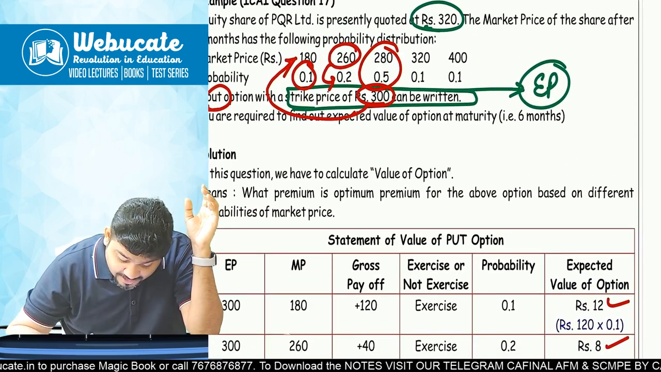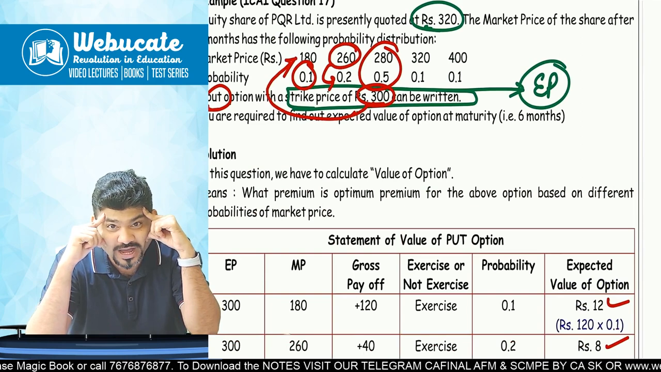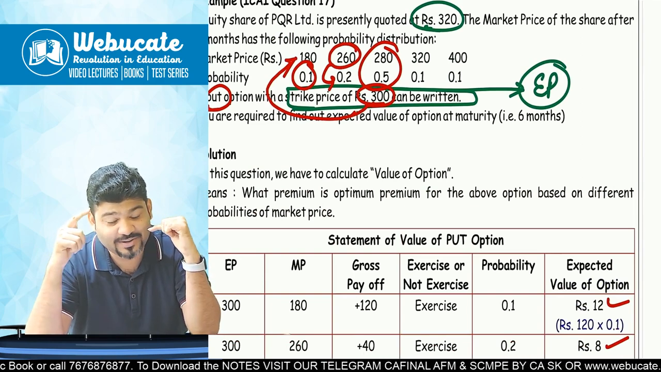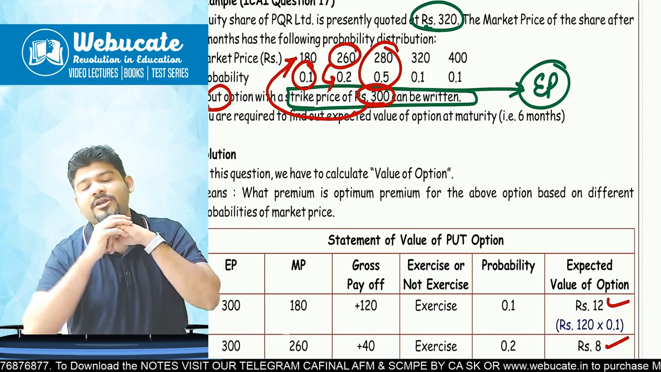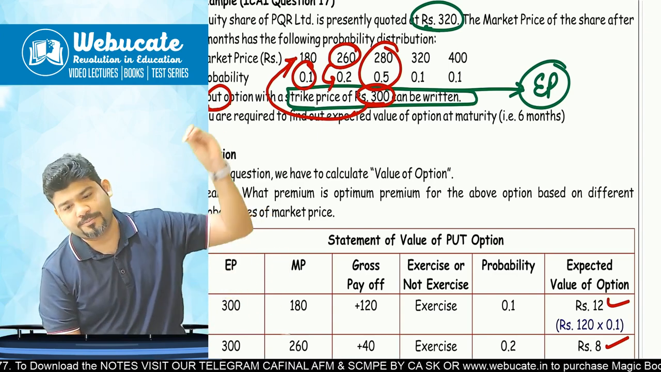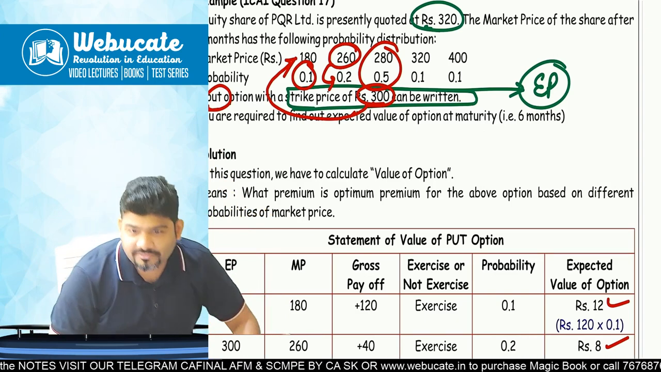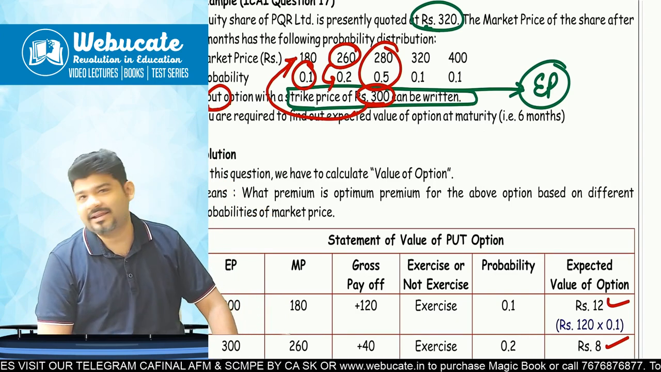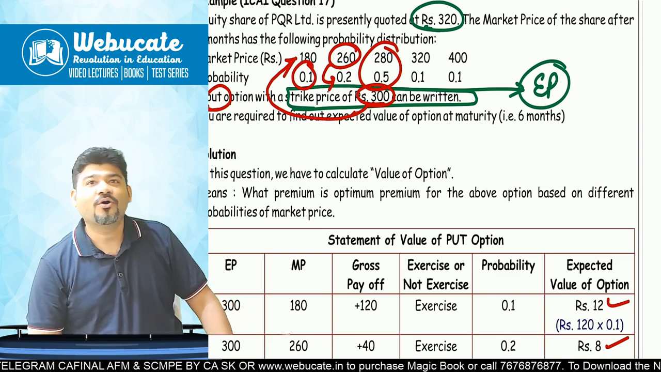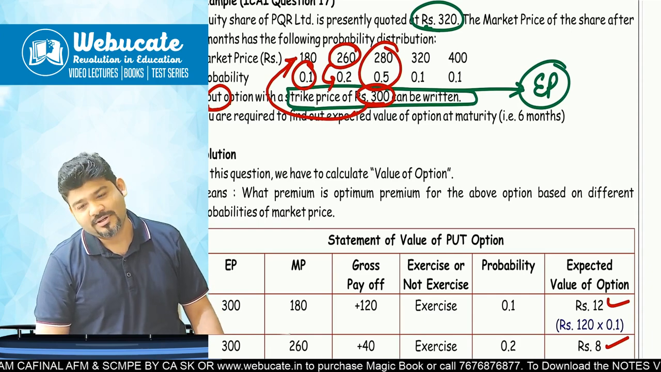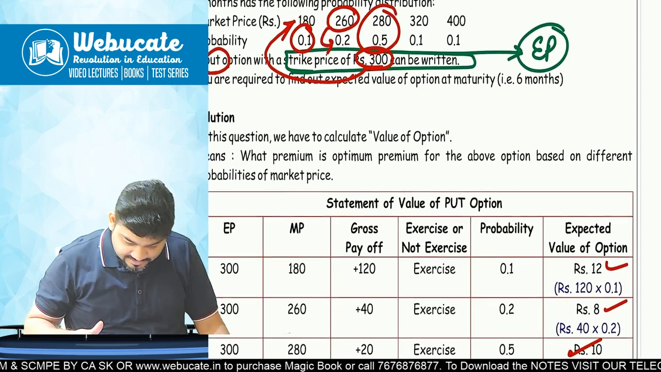Suppose the market goes from 300 to 320, then it is out of the money. We will not exercise the option. When we are not exercising the option, there is no point of probability at all. Then again, from 300, if it goes to 400, again, we will not exercise the option. No point of probability at all. So that's how the whole system works.